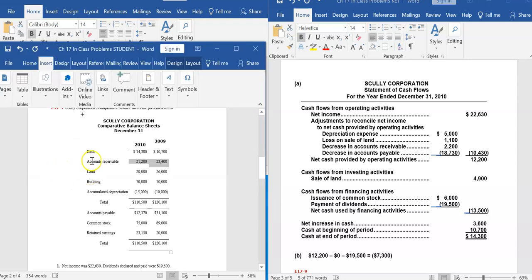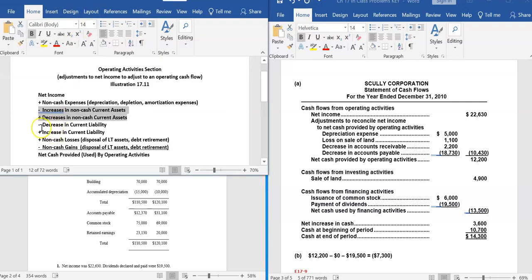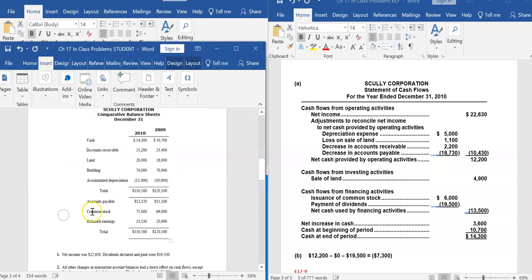Let's look and see if we have other non-cash current assets. We do not, because these are long-term assets. So what's next on our list of adjustments? We need to look at current liabilities for increases and decreases. Looking on my balance sheet, I have one current liability account, accounts payable. Looks like accounts payable decreased and went from $31,100 down to $12,370.